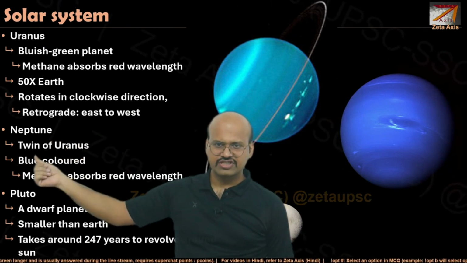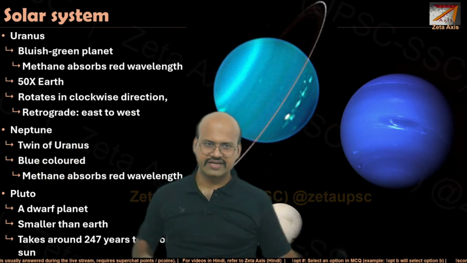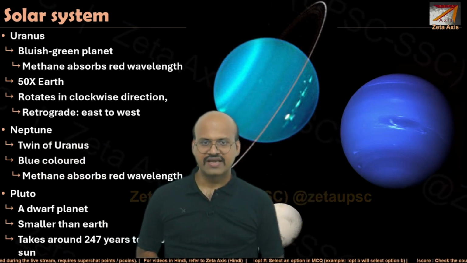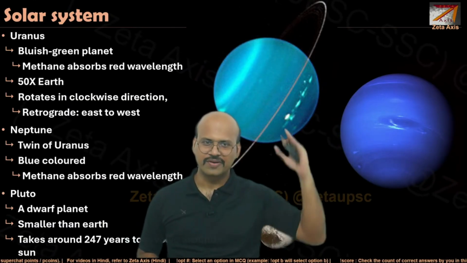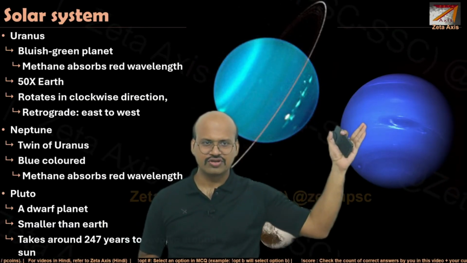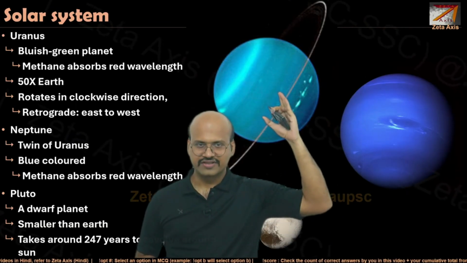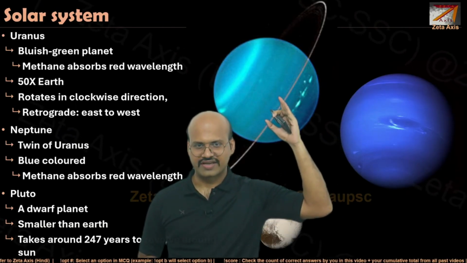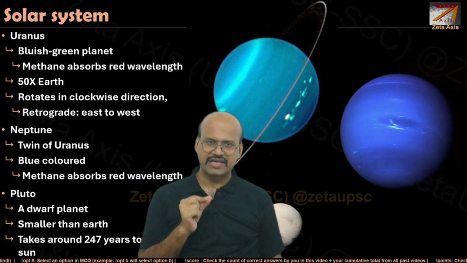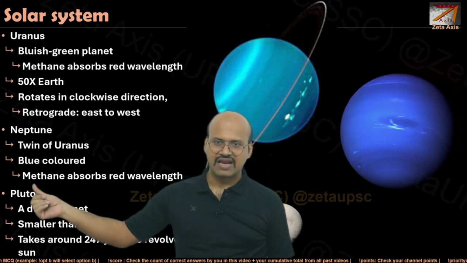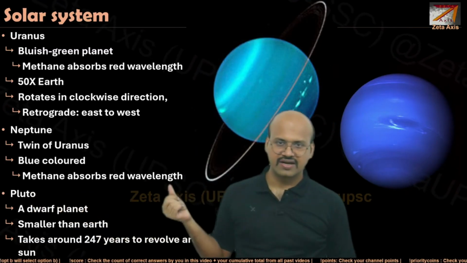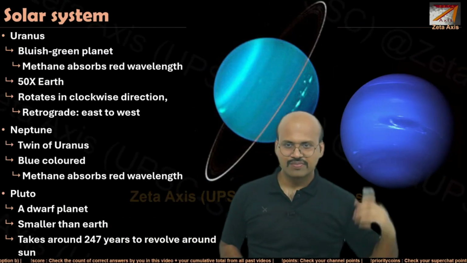Neptune. It is called twin of Uranus because it has very similar properties, and they were discovered more because of the influence of one planet on the other. Neptune used to influence the revolution of Uranus, and that is why it was calculated mathematically first and then it was observed later. Again, it has a large amount of methane which absorbs the red wavelength, that is why it appears blue in color.